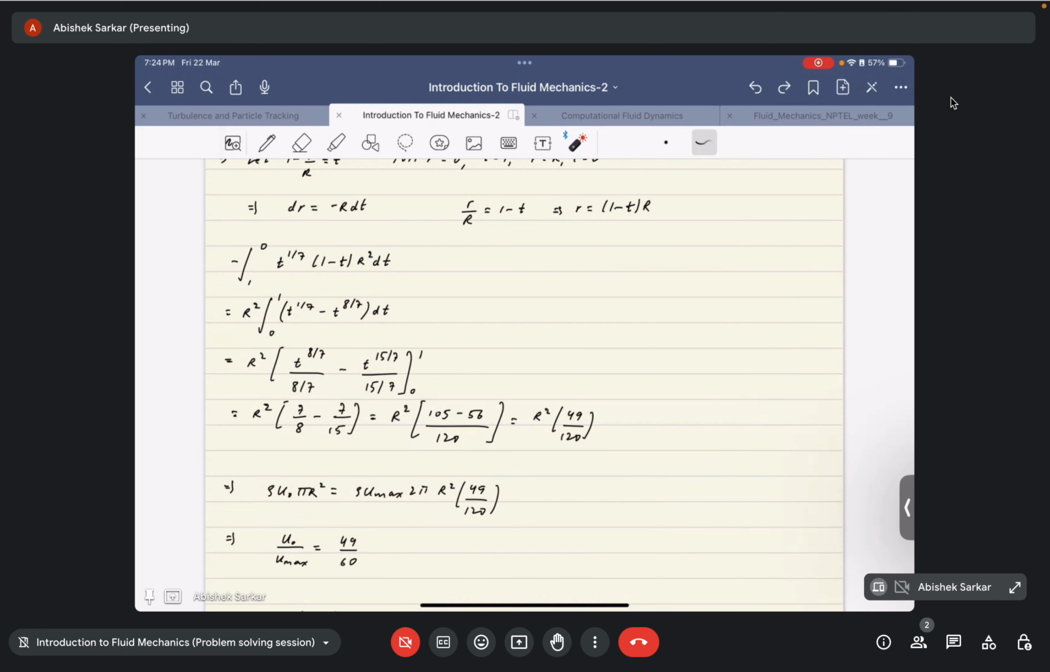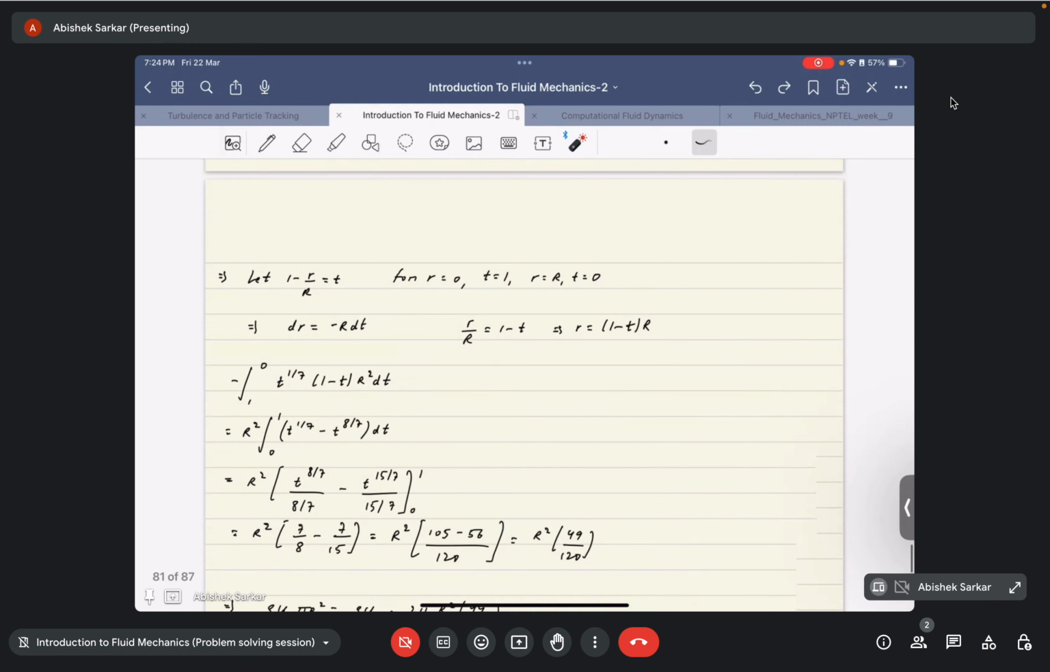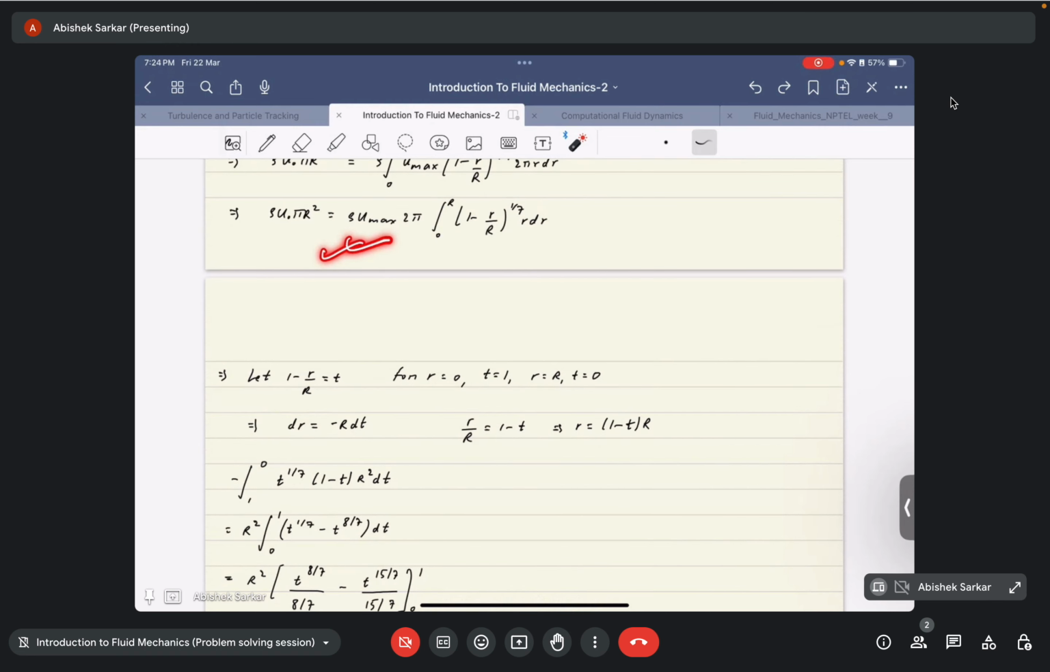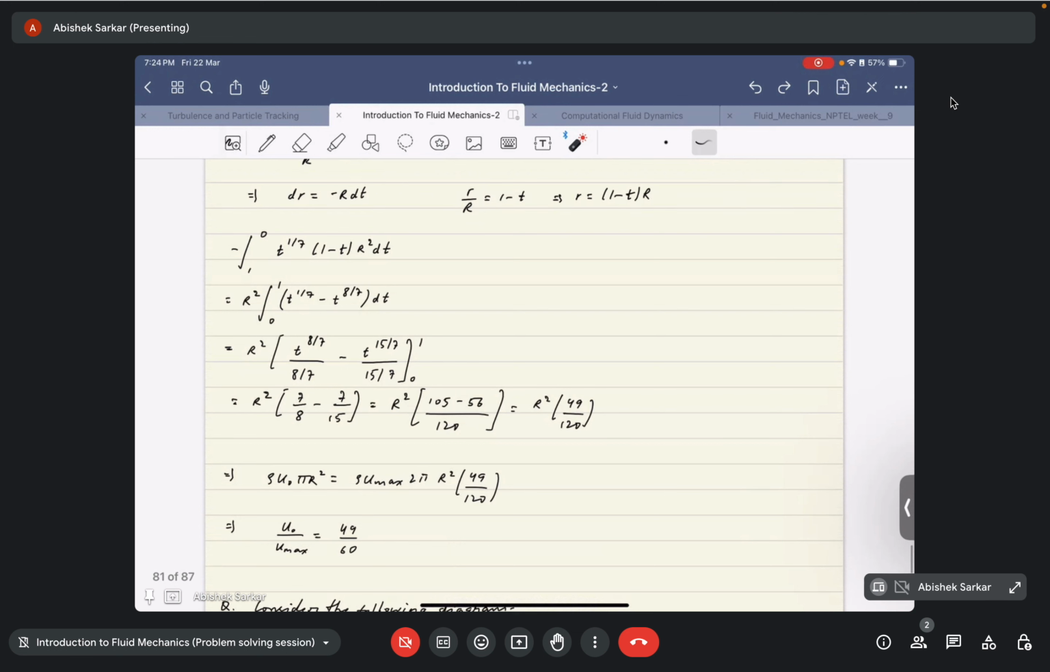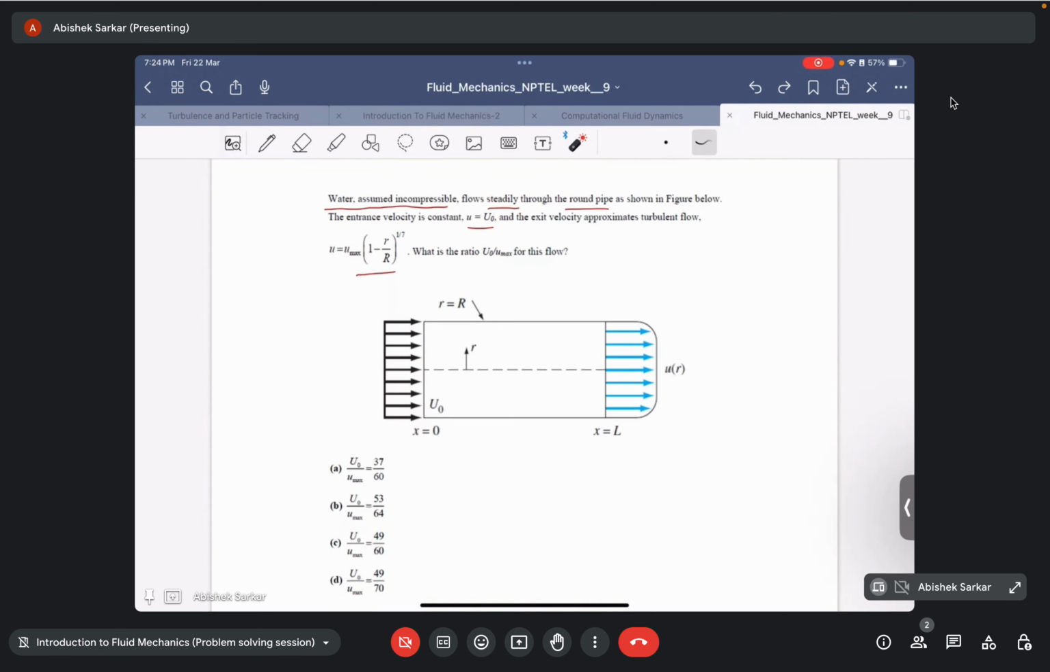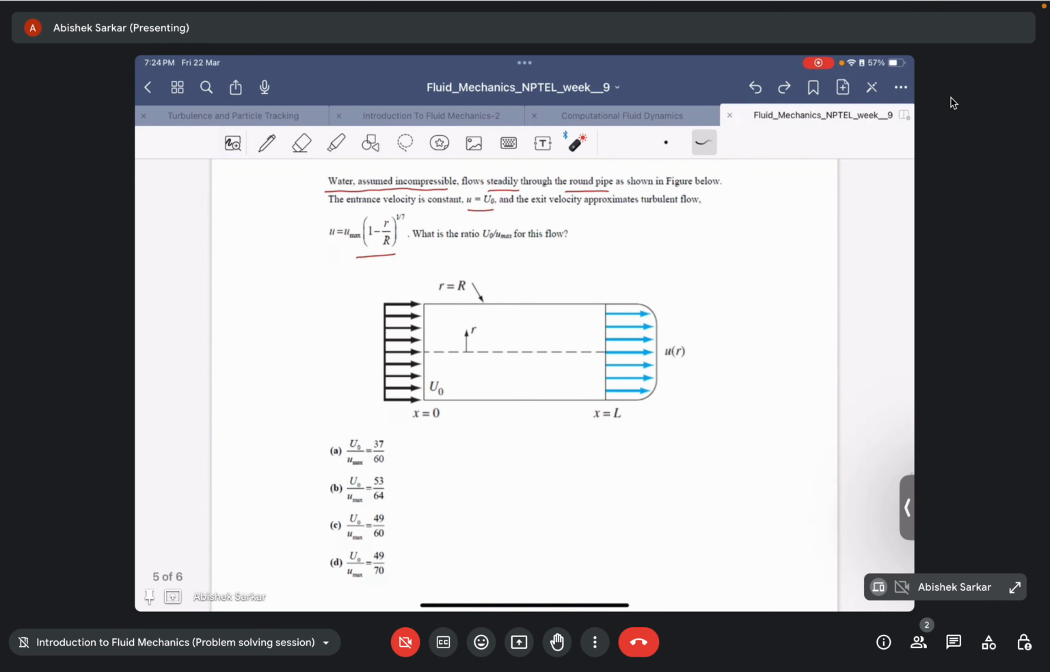You will find that this integration evaluates to R square into 49 by 120. If you substitute this value of the integration back into the equation, you will get rho u naught pi R square equal to rho u max 2 pi into R square multiplied by 49 by 120. Then rho cancels, pi cancels, R square cancels. So you will get u naught by u max equal to 49 by 60. So the correct option would be option C.